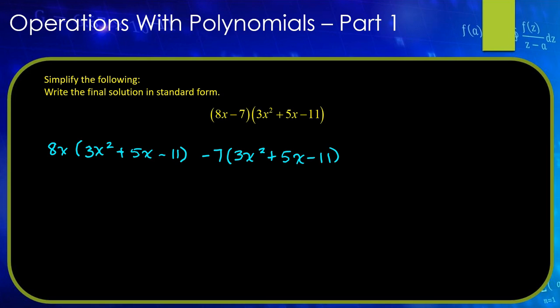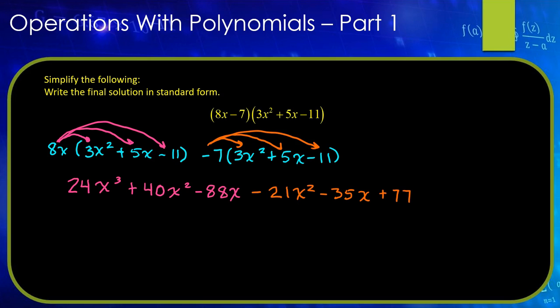In each case, I distribute a second time, so the 8x gets distributed, giving me 24x cubed plus 40x squared minus 88x. And then when I distribute the negative 7, I get a minus 21x squared, a minus 35x, and a plus 77. So everything's been multiplied through now.